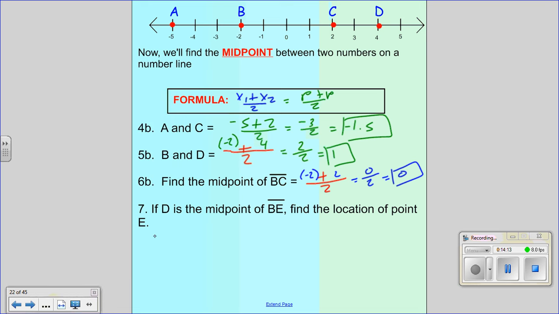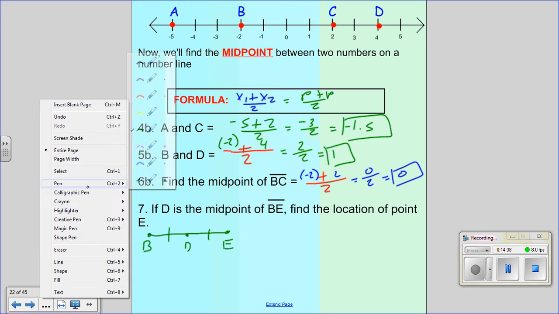from, in other words, if you want to draw an illustration, there's going to be some segment BE where D is smack dab in the middle. And we talked about midpoint before. So we need to first find the distance between B and D because that'll be the same between D and E.